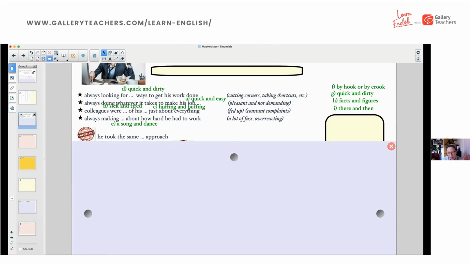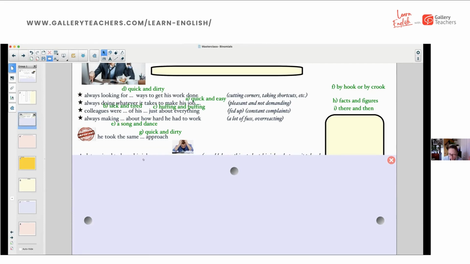Now, unfortunately, he took the same approach. So let's just put the same quick and dirty approach, because, you know, that's his mentality. So he didn't apply himself, really. So it was a disaster, as predictable. Now, his job was at risk, right?